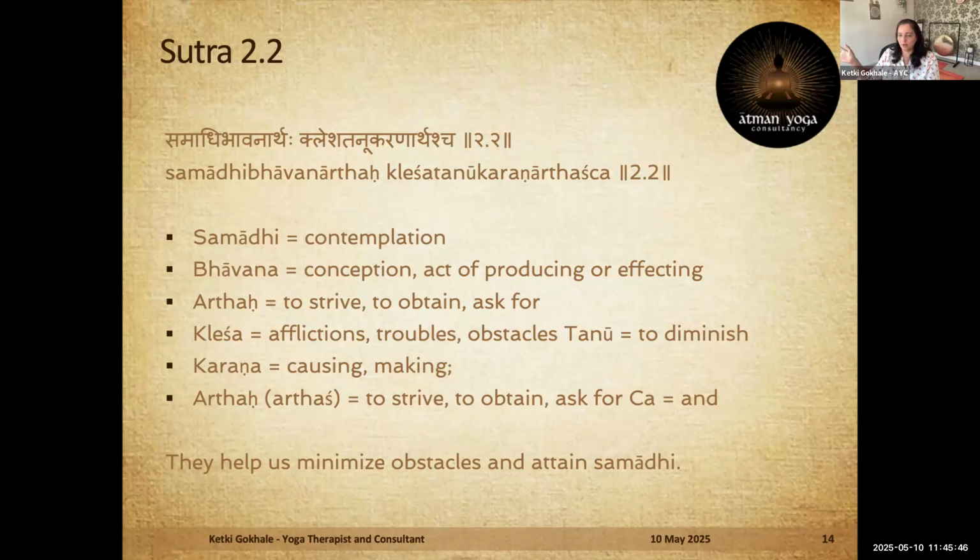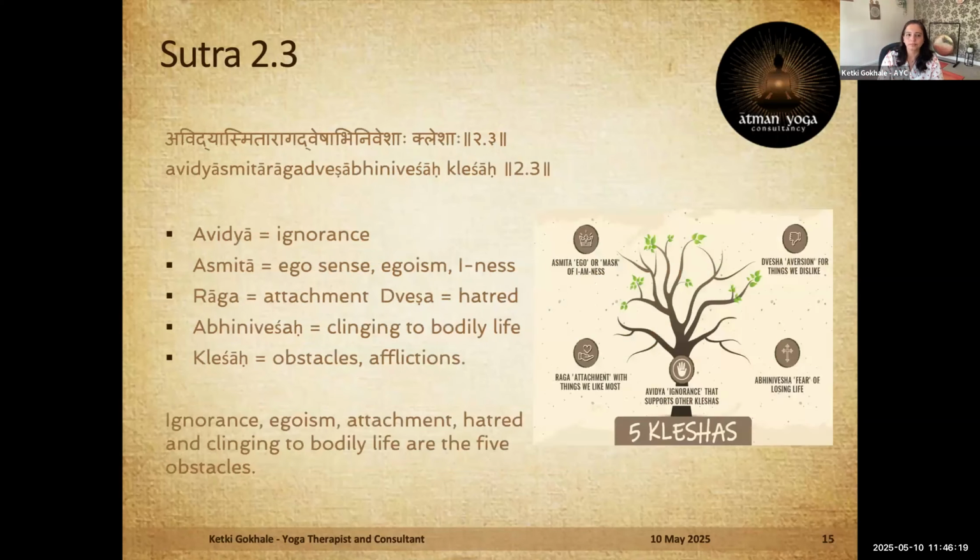In the next couple of sutras, we are going to see in detail what these kleshas are, what these afflictions or troubles or obstacles are. To minimize all our obstacles in the path of sadhana, or to minimize all our physical and mental sufferings, we are practicing kriya yoga. And when these kleshas are minimized, definitely we will reach the state of samadhi. So they help us minimize obstacles and attain samadhi.